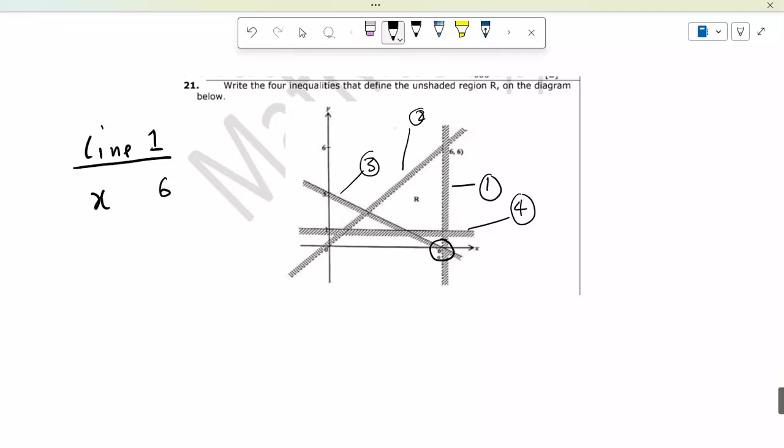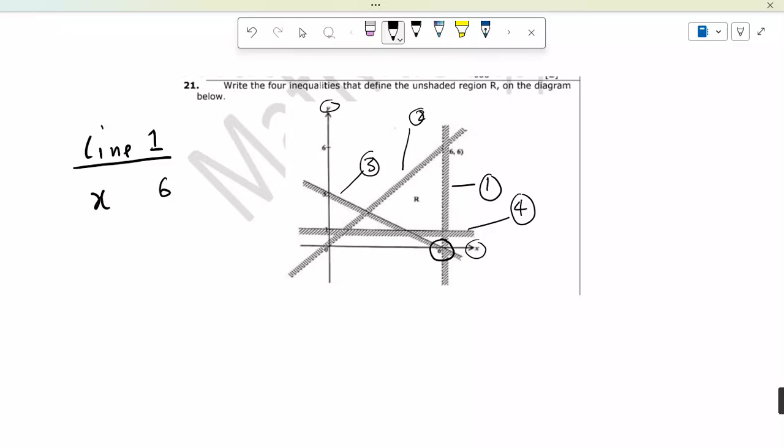Okay, so it's passing through the x-axis here. It's passing through the what? X-axis. This one is passing through the y-axis. This is the y-axis here. Then this is the x-axis. So if you see, line 1 is passing through at a point x equals 6.